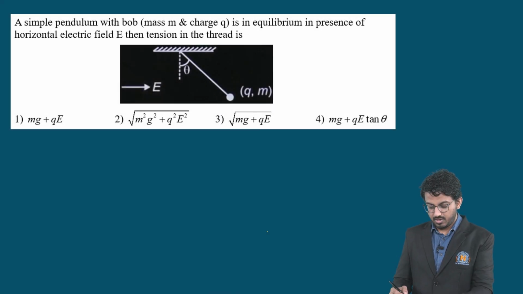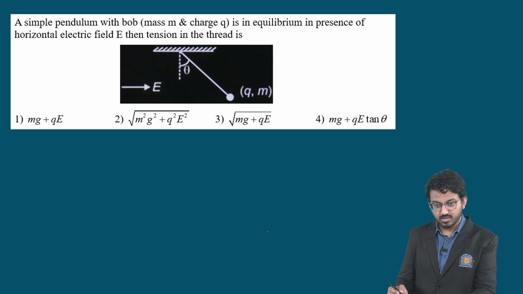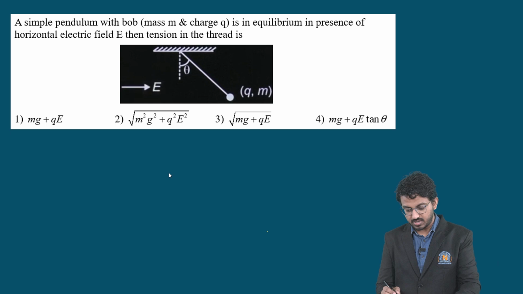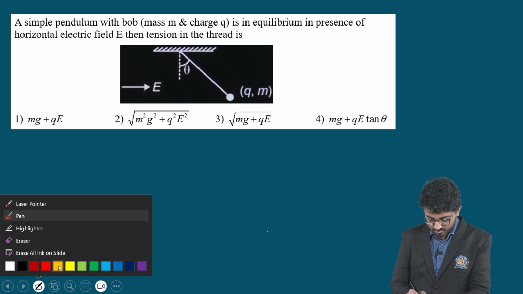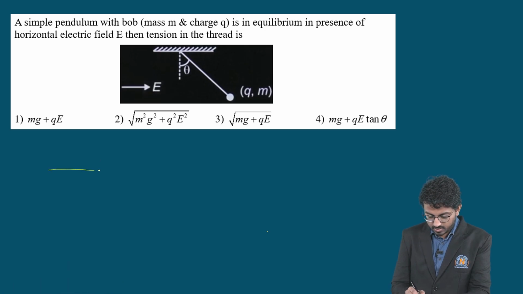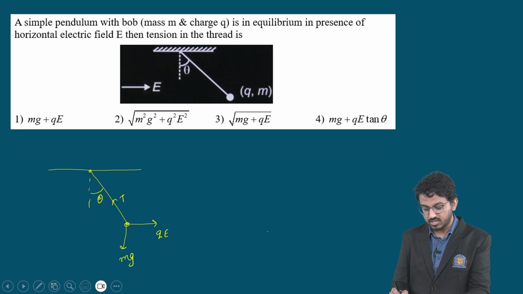Hello everyone. So the next question in JEE Mains morning attempt. So this is a question here. You can see that a pendulum is being balanced here by its weight and a horizontal electric field. So the force on that is going to be QE, and there is some tension T here. And they're asking for the resultant tension in this thread.